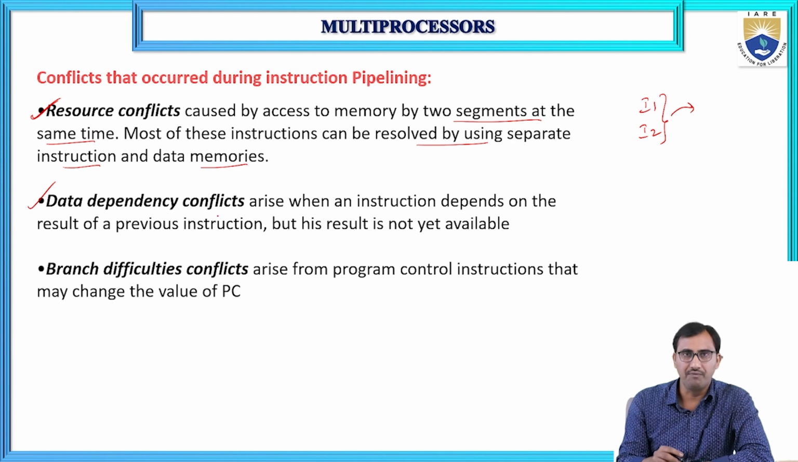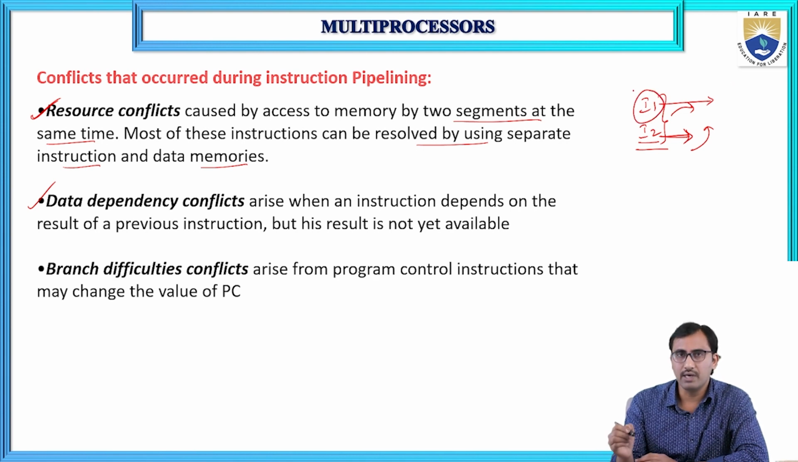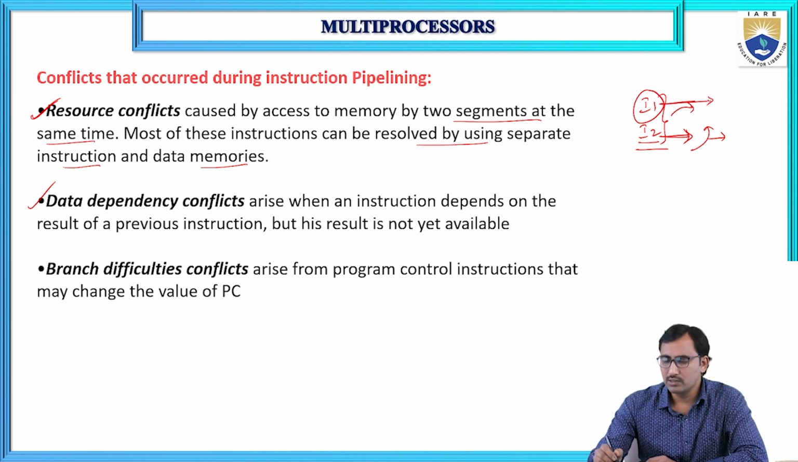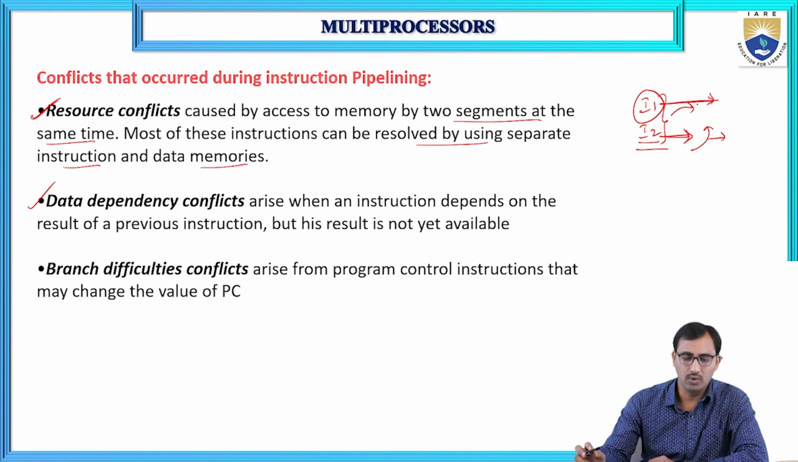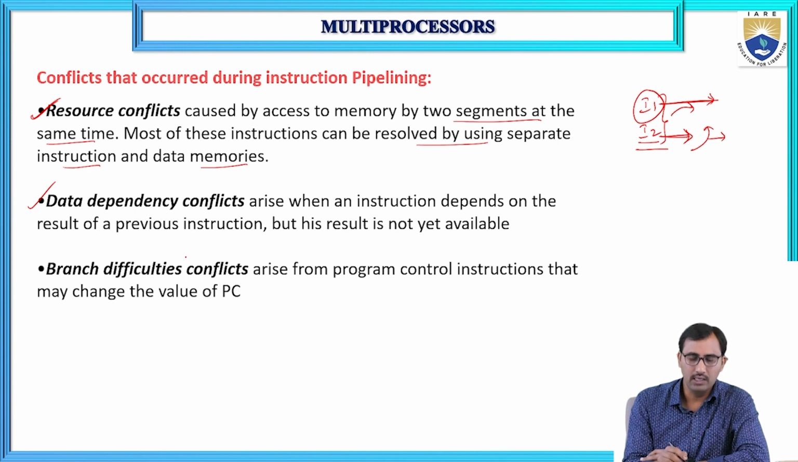Then data dependency conflicts. A data dependency conflict is nothing but this: suppose I2 is processing, and I2 is dependent on the values generated by I1, then such types of conflicts are called data dependency conflicts. That means I2 is waiting for the results generated by the first instruction, I1. I2 cannot process its operation until the results of I1 are available. So that is called data dependency conflicts.